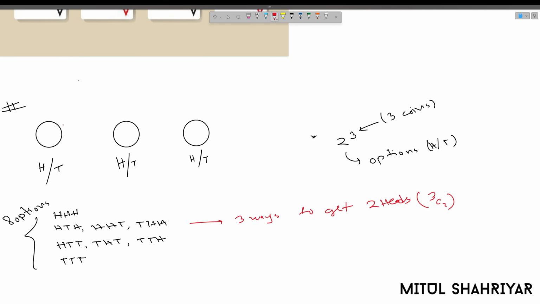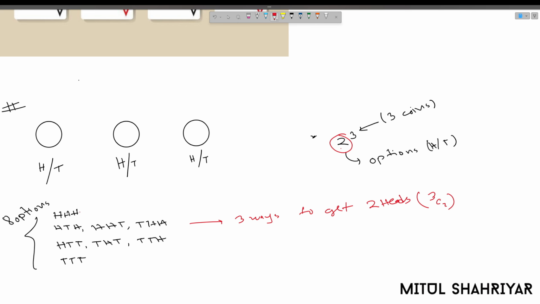With 3 coins, you can see the options we have: head, tail, head, and so on. In general we have 8. How do you understand that? As you know, we have 2 options, head and tail, and we have 3 coins. So 2 to the power 3, which is 8. In general, you can see we have the count of options.